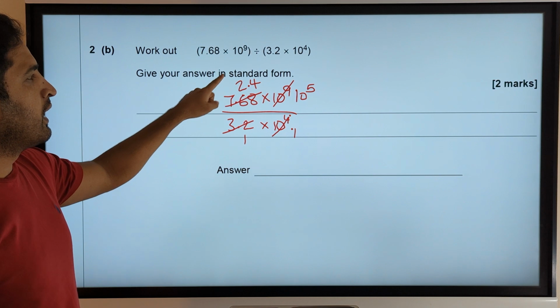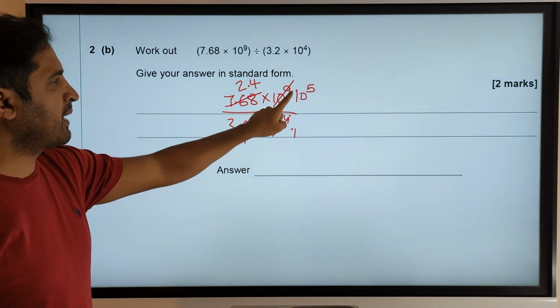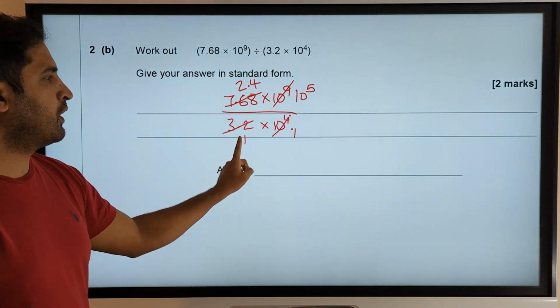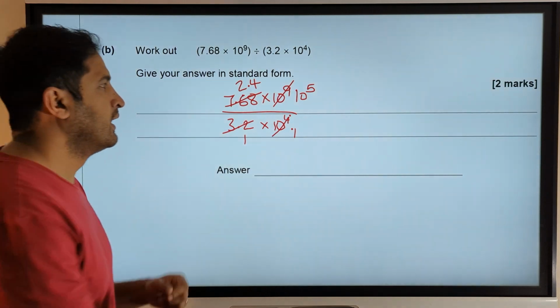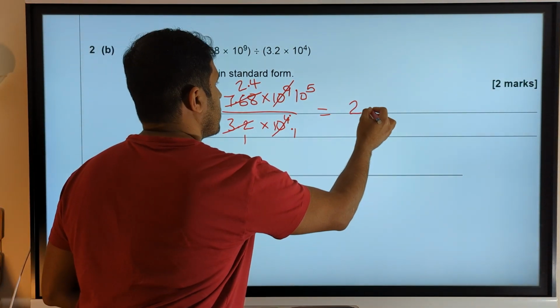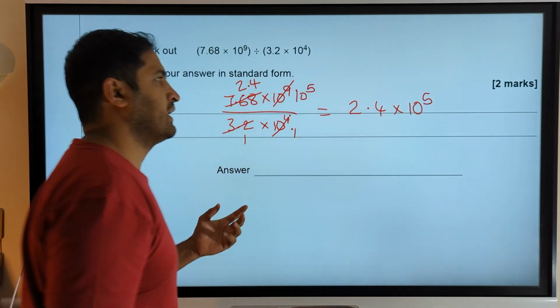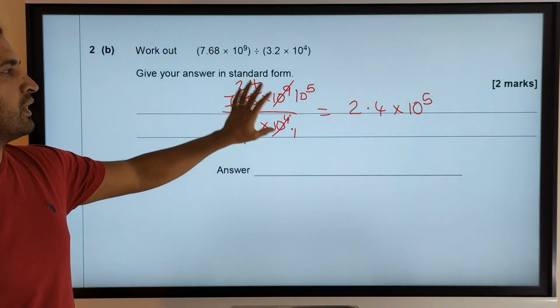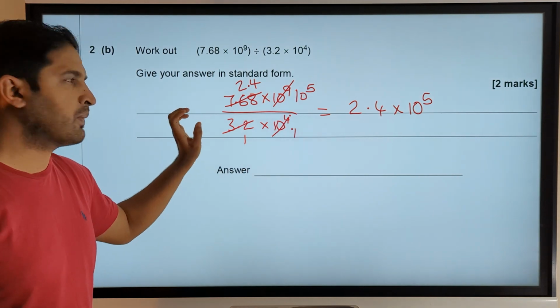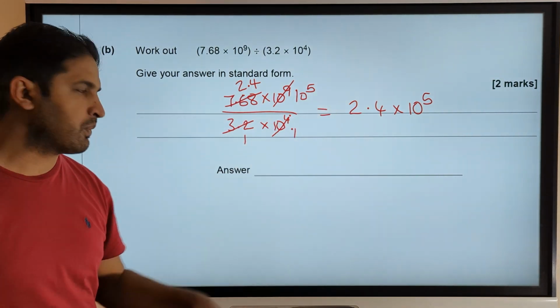So at the top we get 2.4 multiplied by 10 to the power 5. And at the bottom you get 1 times 1, which is 1. So your answer becomes 2.4 multiplied by 10 to the power 5. That's it. That's 2 marks. So again, if you cancel the powers, you probably get 1 mark. If you cancel the numbers, you get 1 mark.